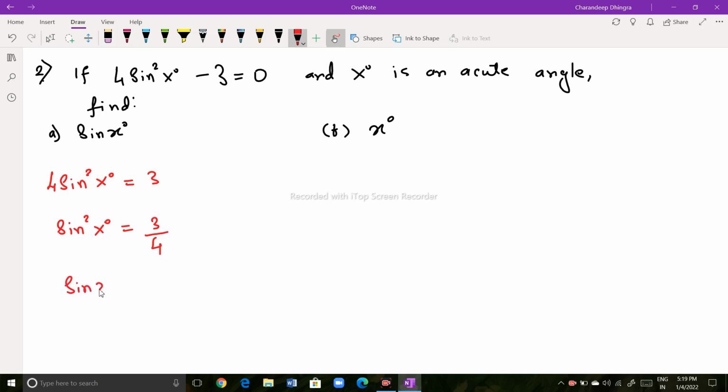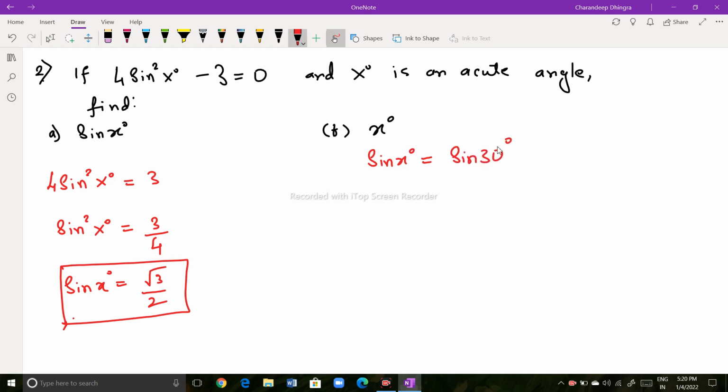So sine of x is equal to root 3 by 2. We have taken square root on both sides. Since x is an acute angle, I got the answer for sine x. Now I need x. So I'll write sine of x degrees is equal to sine of 30 degrees. So x is equal to 30 degrees, right?